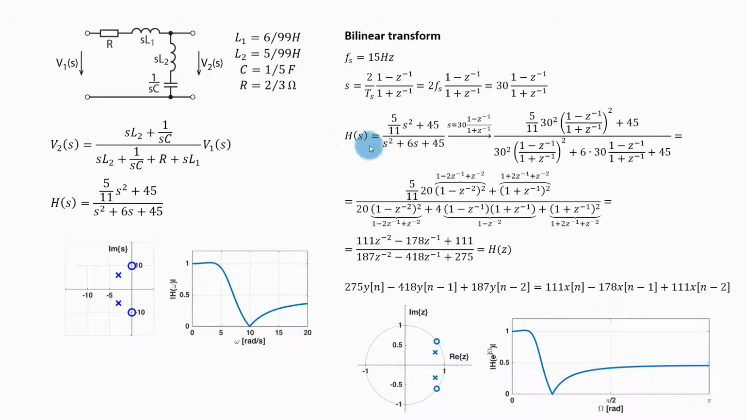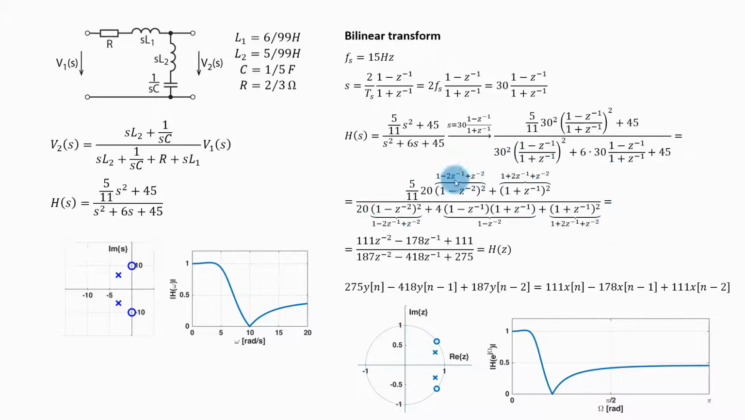So starting with the transfer function of the continuous time system, I will make this substitution, which will give me this. Here I will divide both the numerator and the denominator by 45, and also I will multiply both the numerator and the denominator by (1 plus z to the minus 1) squared. When I do that, that will give me this.